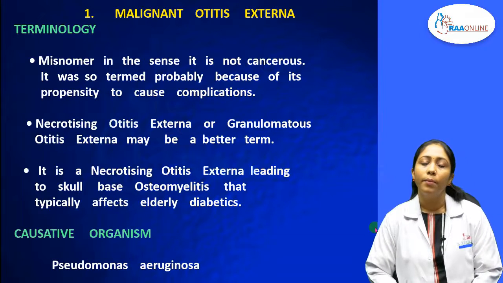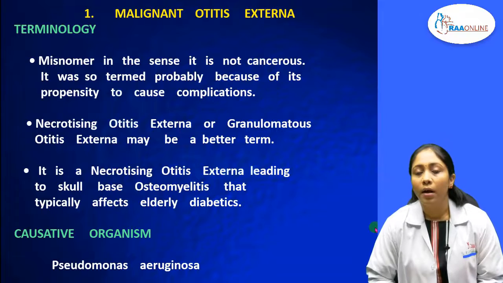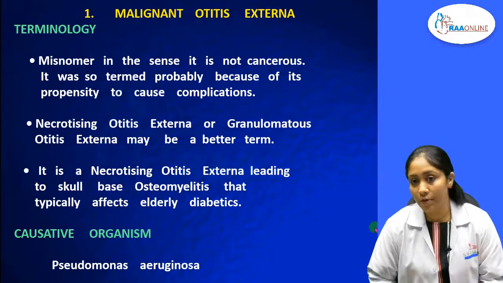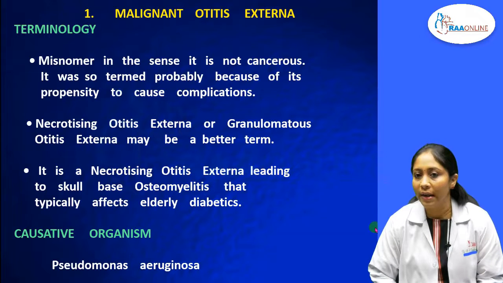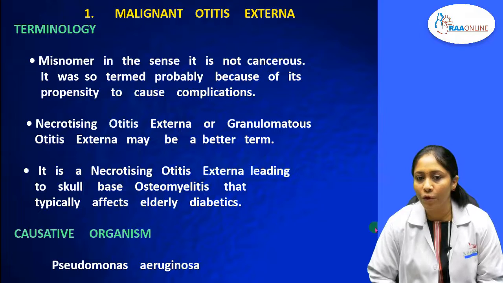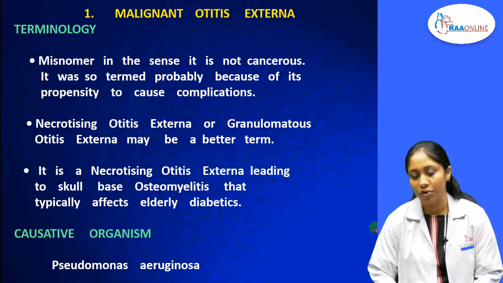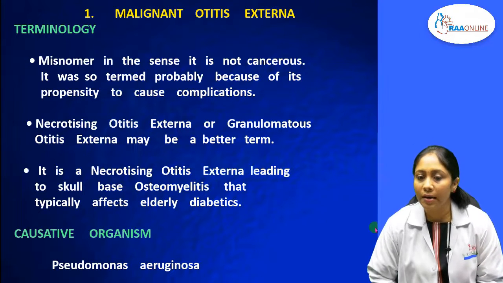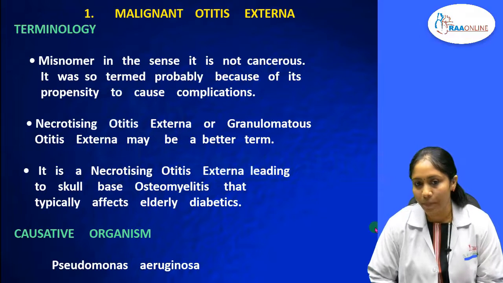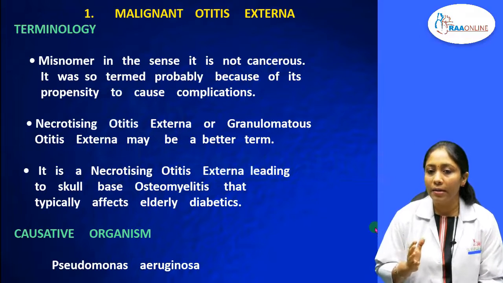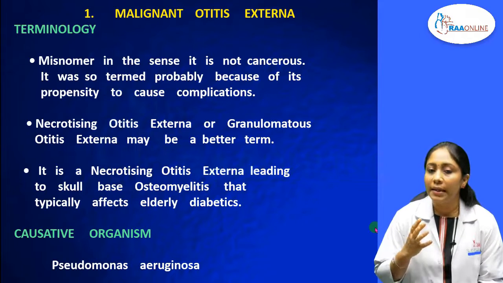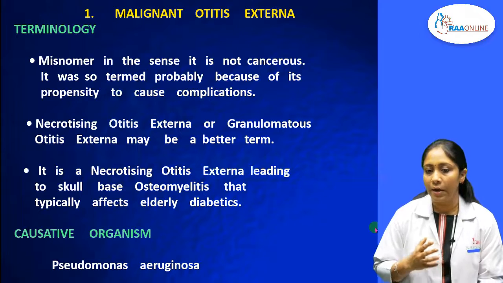So to begin with, malignant otitis externa. First of all, it is considered that this terminology itself is a misnomer because we are not dealing with a cancerous condition. It was so termed probably because of its propensity to cause complications. Necrotizing otitis externa or granulomatous otitis externa may have been a better term. It is basically a necrotizing otitis externa which leads to skull base osteomyelitis that typically affects elderly diabetic patients.